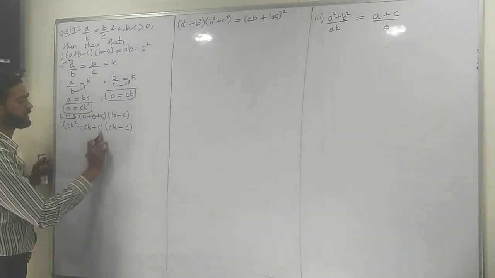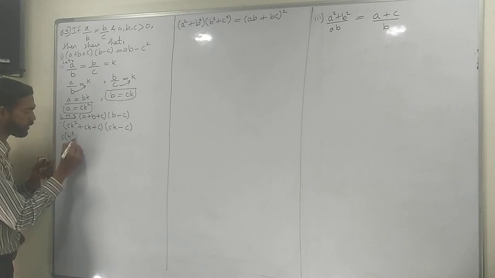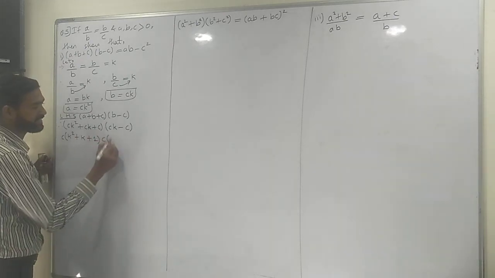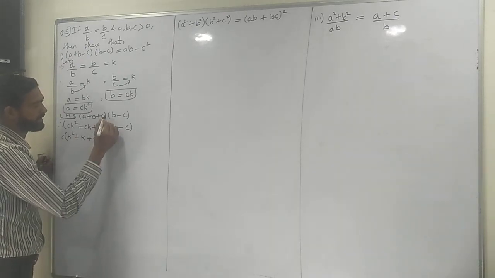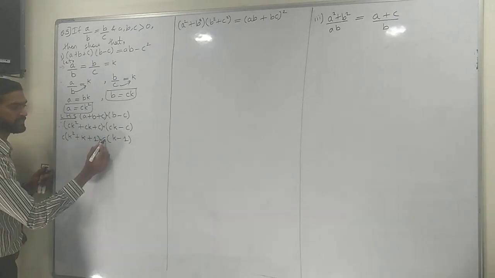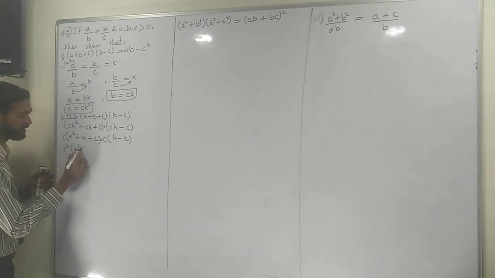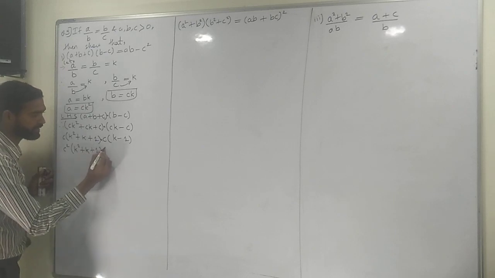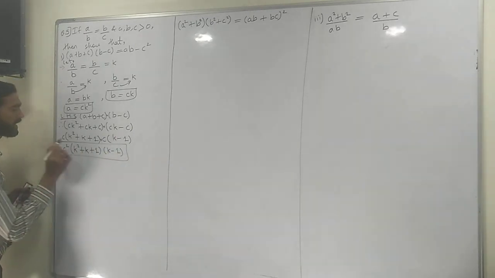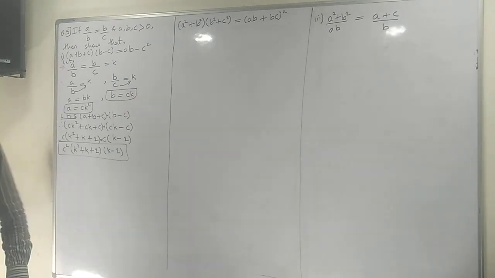Can I take something common here? Yes. Among these three, I can take C as common. So I am left with K square plus K plus 1. Here I can take C as common again, K minus 1. This C and C will multiply, C into C, C square. My answer is C square into K square plus K plus 1 and K minus 1. This will be my answer of left hand side. Clear everyone? Understood this much?